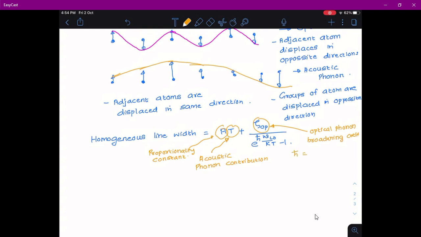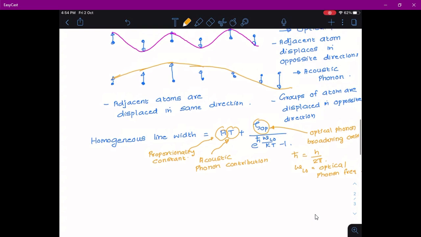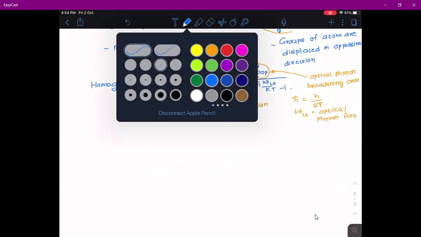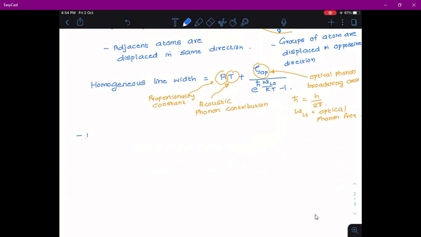h bar is equal to h by 2 pi, omega LO is equal to the optical phonon frequency. So you can represent the line width in terms of the contributions due to optical phonon and acoustic phonon, also in terms of the optical phonon frequency with Planck's constant, Boltzmann constant and temperature. Okay. So like homogeneous broadening, we will also have inhomogeneous broadening.